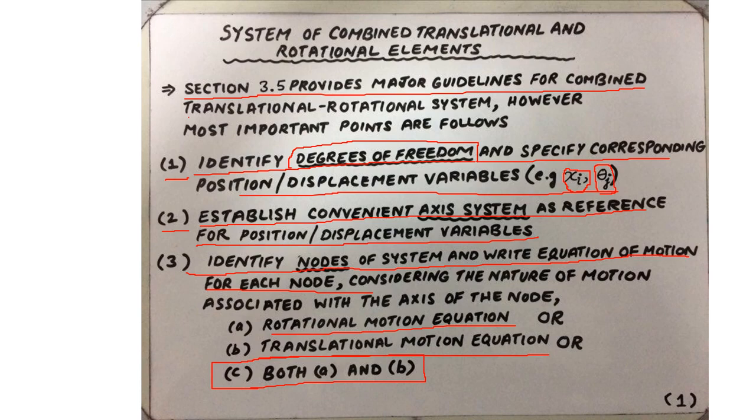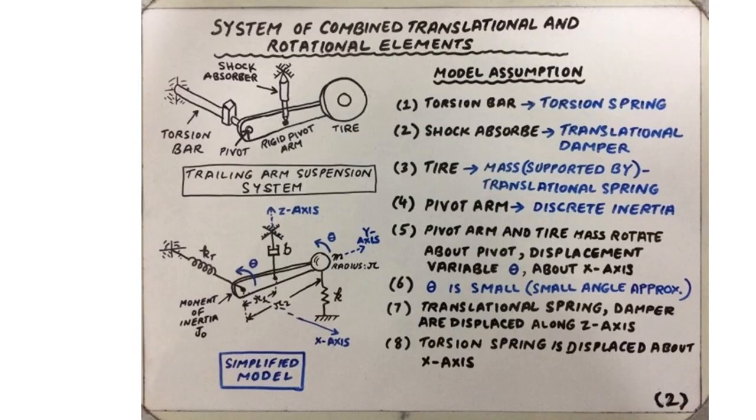Let us apply the general modeling principles to the trailing arm suspension system. It is a system which is commonly found in our automobiles such as cars. It is designed to minimize the impact of vertical displacement applied to the automobile tire so as to minimize its impact on the passenger sitting inside the car.